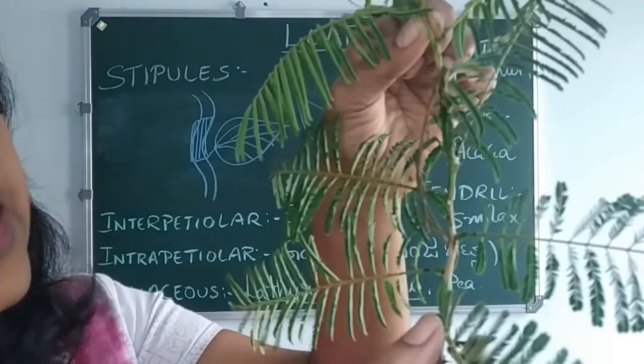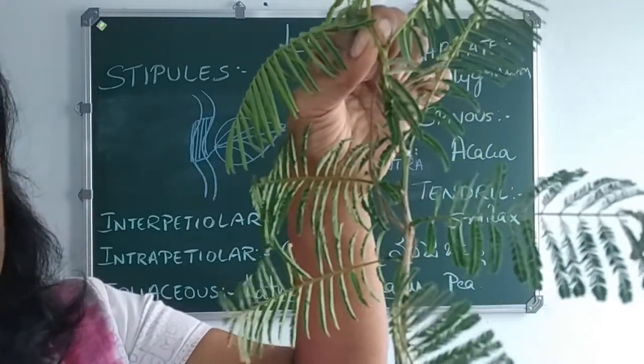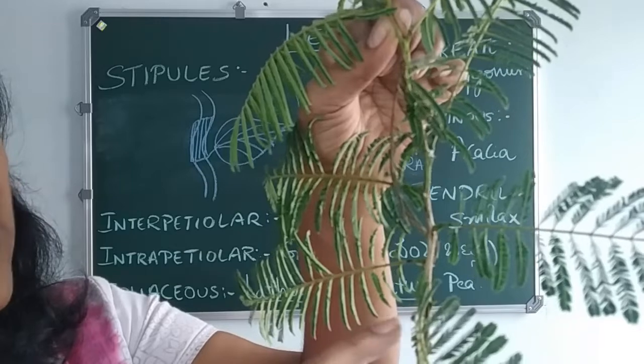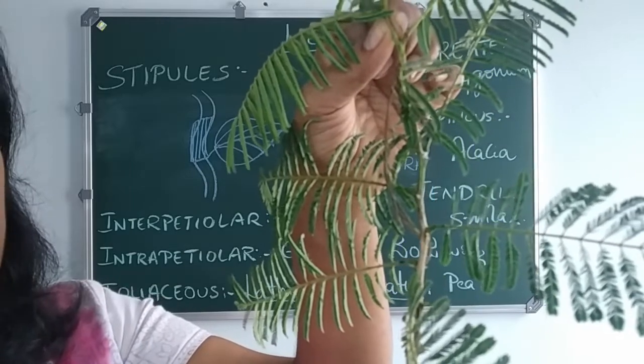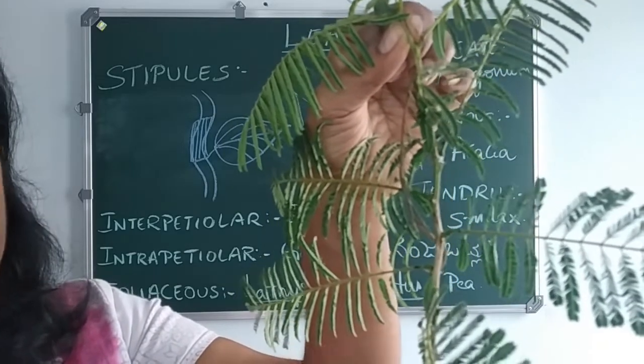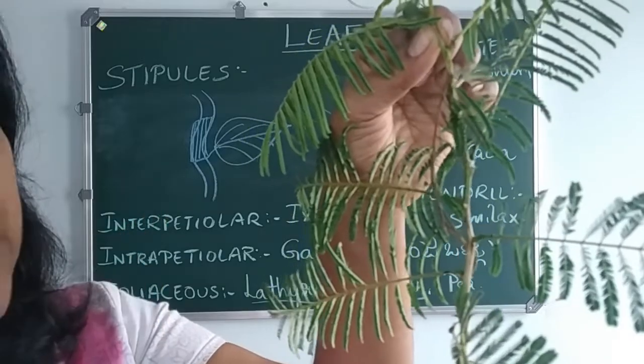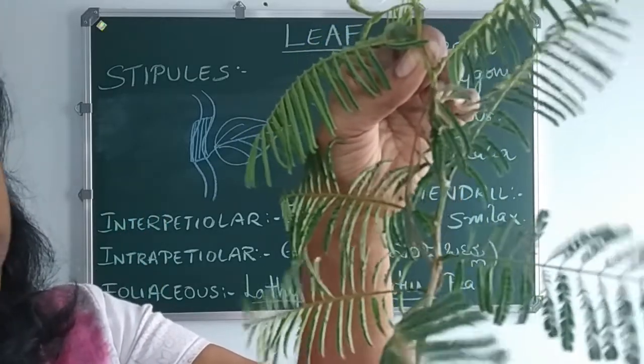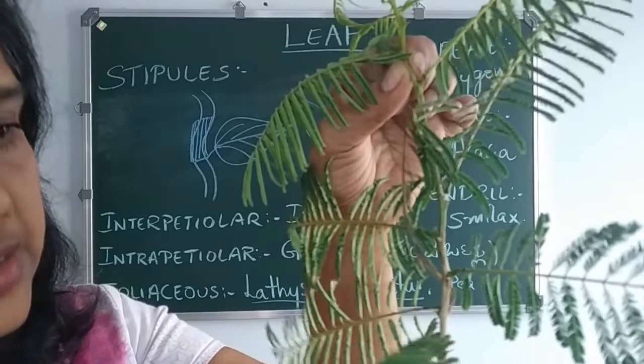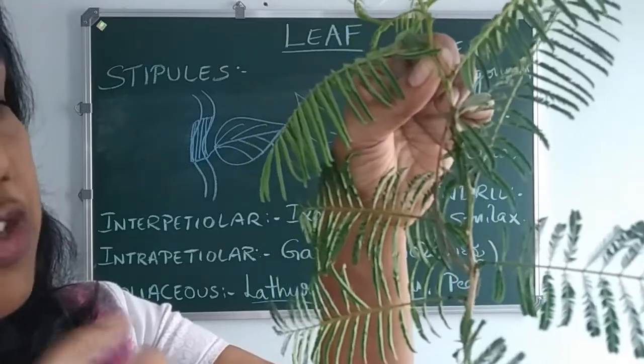Now, this is a complete compound leaf having a rachis, and these are all called the pinna. Since the lamina is broken down three times, it is called tripinnate. This is an example for a tripinnate plant.